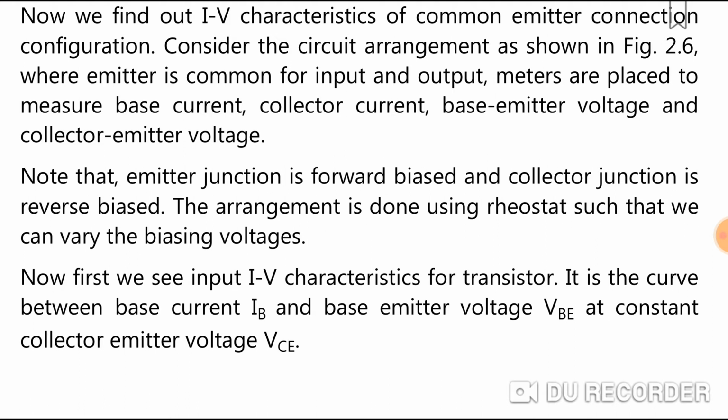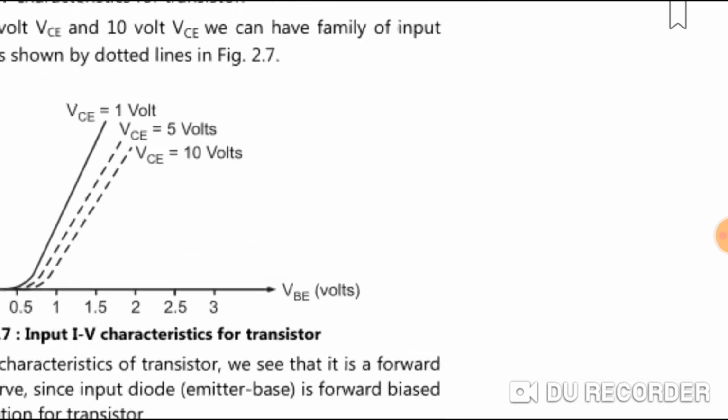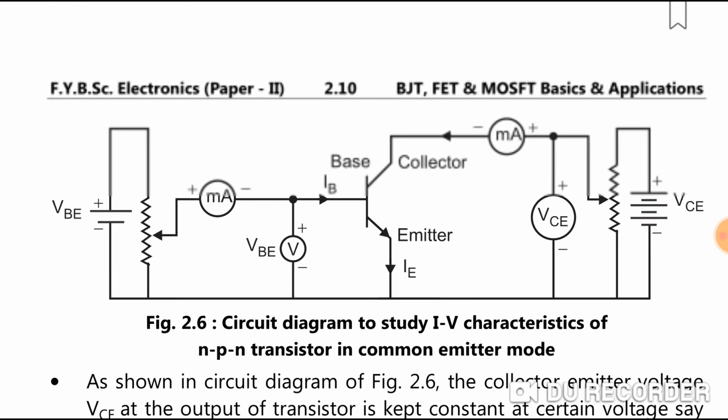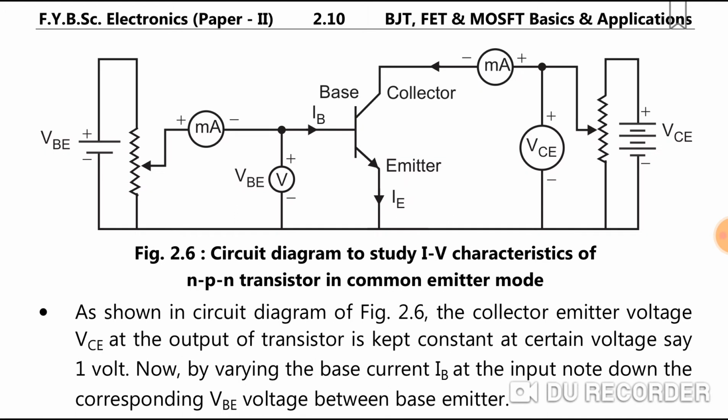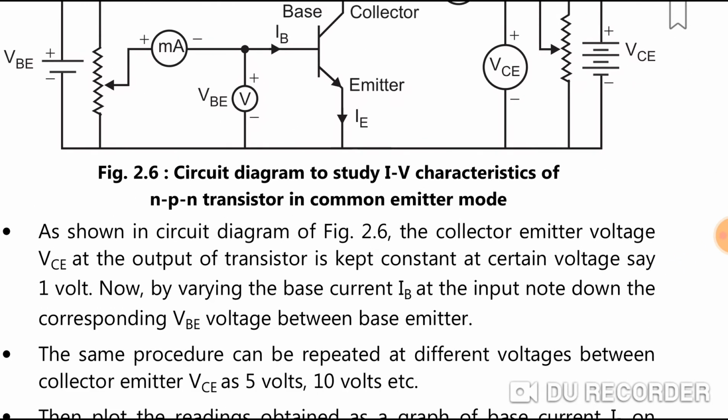Now first we see input IV characteristic for transistor. It is a curve between base current IB and base emitter voltage VBE at constant collector emitter voltage. Circuit diagram to study IV characteristic of NPN transistor in common emitter mode. As shown in circuit diagram in figure 2.6, the collector emitter voltage VCE at the output of the transistor is kept constant at certain voltage, say 1 volt. Now by varying the base current IB at the input, note down the corresponding VBE voltage between base and emitter.